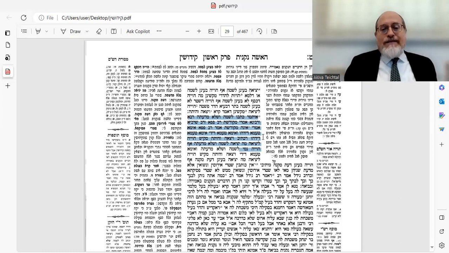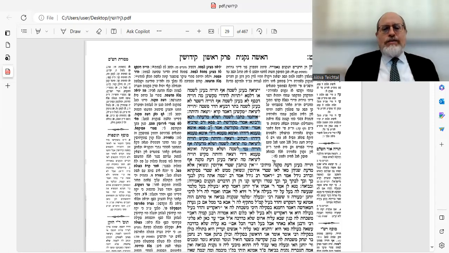Rav Pappa and Rav Sheravya say, no, she's not mekudeshes. She has to know at the time of the kesiva that she's on his mind and she has a shtar kiddushin written for her. She has to know that, otherwise she's not mekudeshes. And obviously the question is, why?